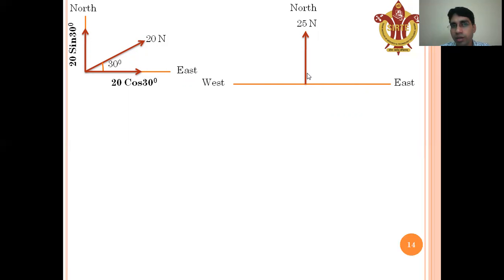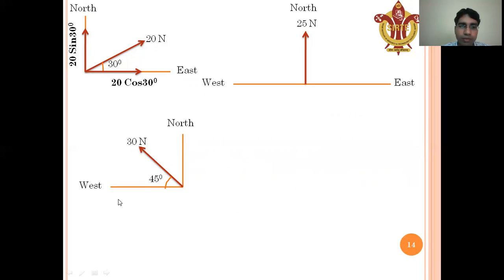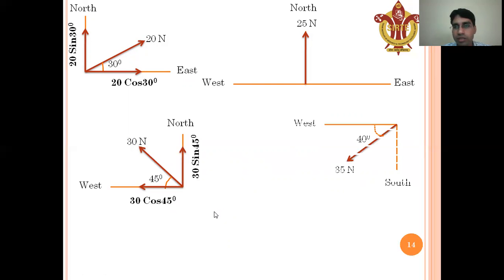This is the 90 degree angle, and the horizontal component shown here is 25 cos 90. The value of cos 90 is 0, so this component is 0. Next one is 30 Newton at 30 degrees, and 30 Newton at 45 degrees. Resolve this: 30 cos 40, 30 sin 40, and similarly 35 cos 40 and 35 sin 40.